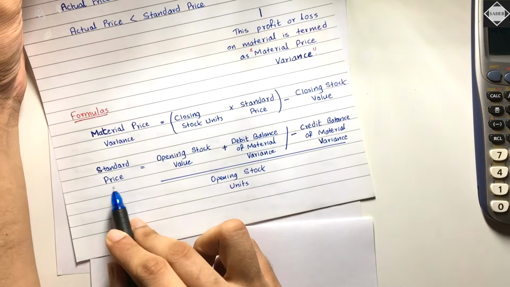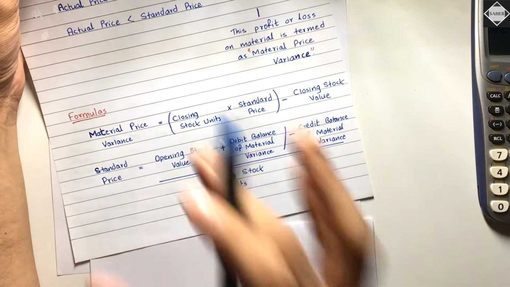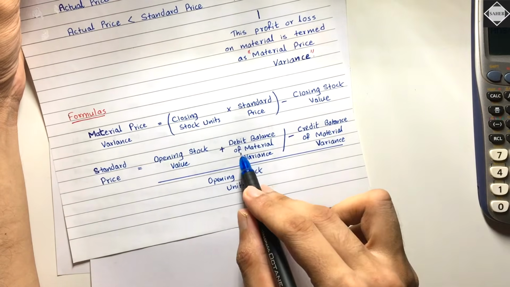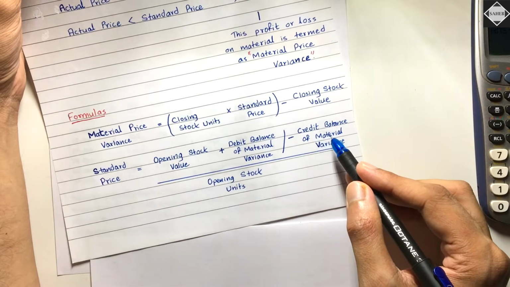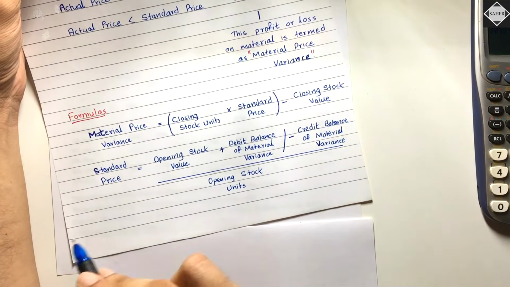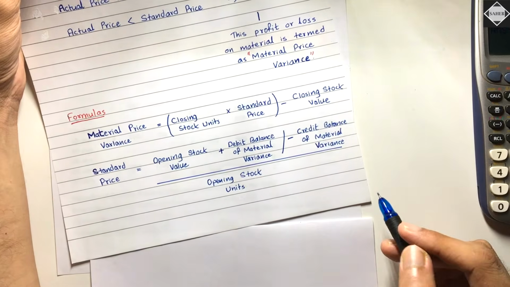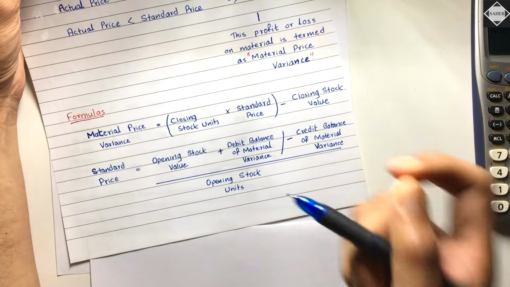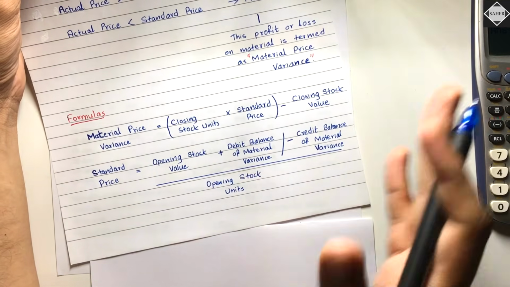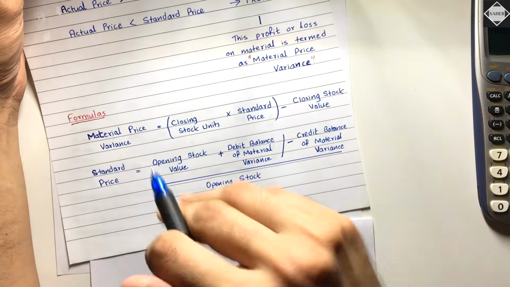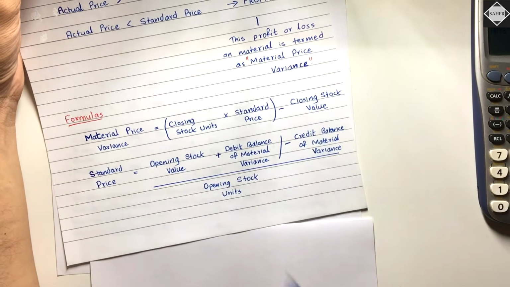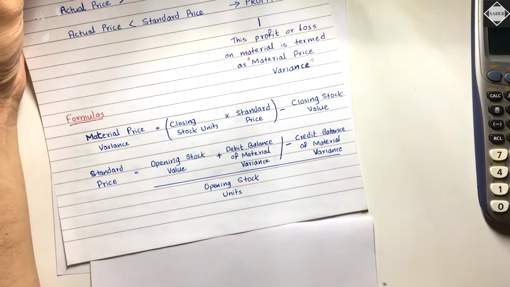And to calculate the standard price, what are we doing? We are just taking the opening stock value, right? And if there is a loss, we are adding it. If there is a profit, we are subtracting it. Of material variance I'm talking about. And then we are dividing it by opening stock units. And remember, in some questions they will not give you opening stock value. They will say closing stock of December or something like that. Closing stock of December 31st is the opening stock of 1st January. So remember that. You will have to take that over here.